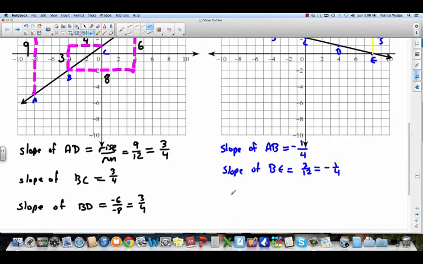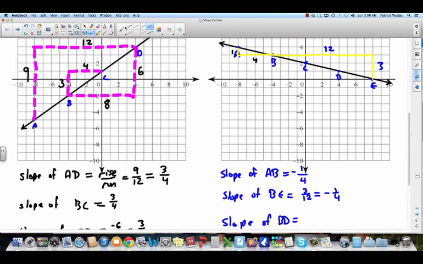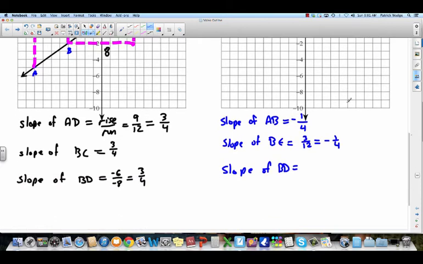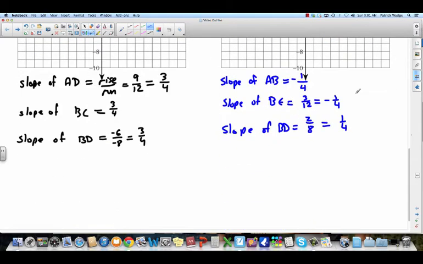And last one I'll do is slope of BD equals, okay, we'll do this one fast, BD, so we're going here. Down 2 and over 1, 2, 3, 4, 5, 6, 7, 8. So down 2 over 8, so it's 2 over 8, and surprise, surprise, 2 over 8 is the same as 1 over 4, and don't forget to ask yourself whether the slope's positive or negative, and it's negative, and we get negative 1 over 4.